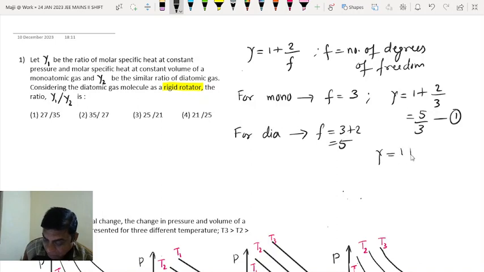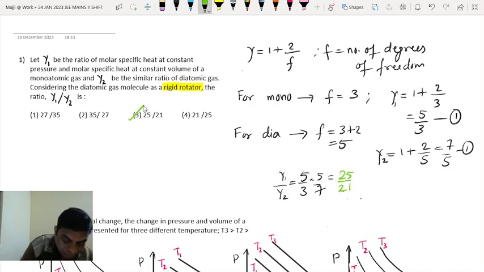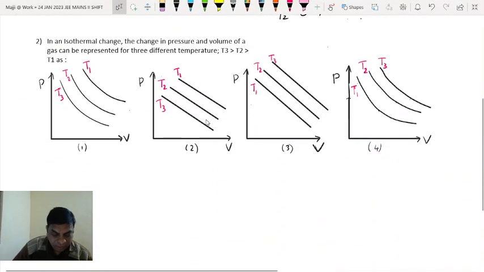So gamma will be 1 plus 2 by 5, which is 7 by 5. So when you take the ratio gamma 1 by gamma 2, you will get 5 by 3 into 5 by 7, that is 25 by 21. So third option is the correct option. Then let us move to the next question.